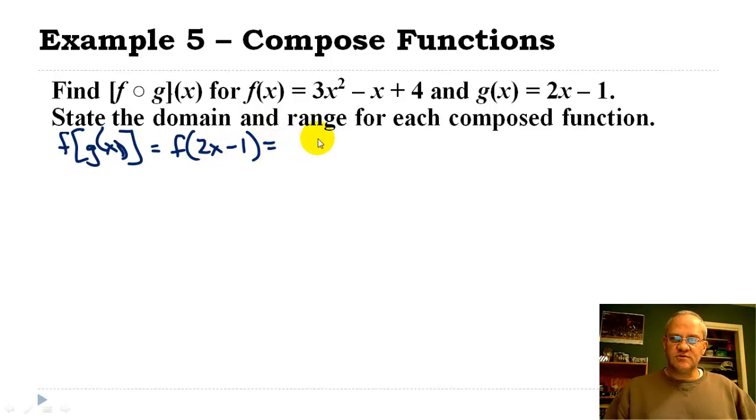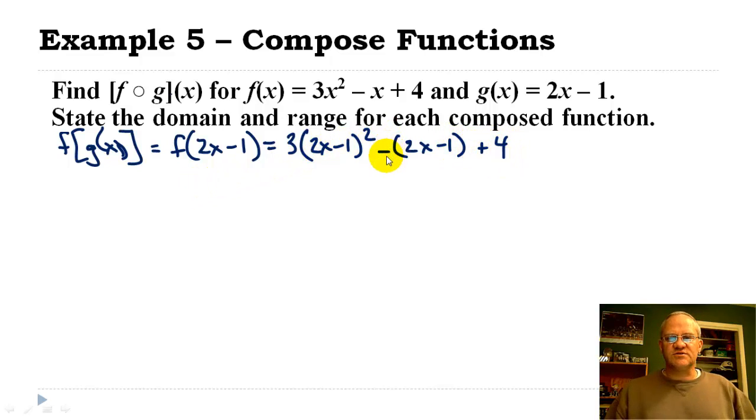So in this case, it would be, and we've kind of done stuff like this, so that's why this isn't quite as bad, 3 times (2x minus 1) squared minus (2x minus 1) plus 4. It's just that you have to get it started out correctly, where whatever g of x is, you take that whole function and plug it in for each x in this function. And then you work this out. Okay, when we have a binomial squared, what do we have to do?